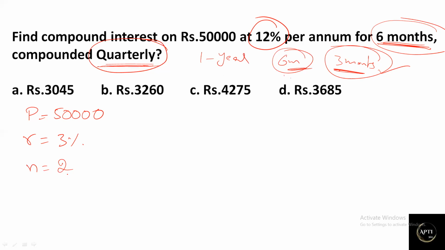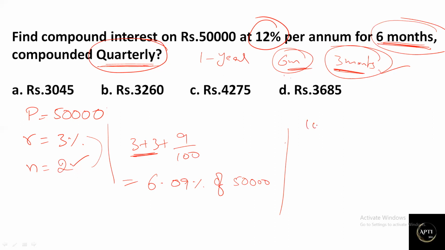Why N value is 2 means compounded quarterly. Quarterly means 3 months. How many 3 months are present in 6 months? Two sets of 3 months are present. That's the reason N value is 2. Now almost our process is the same as compounded annually, right? So 3 plus 3 plus 3 into 3, 9 by 100. So actually 3 plus 3 is 6, 6.09%.